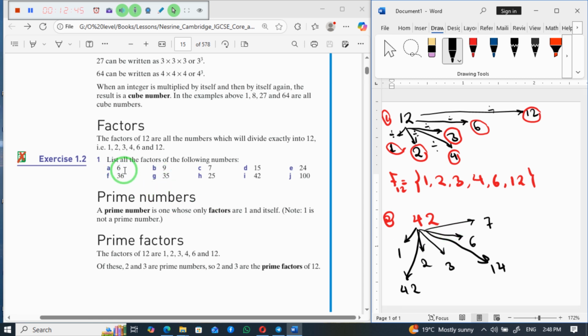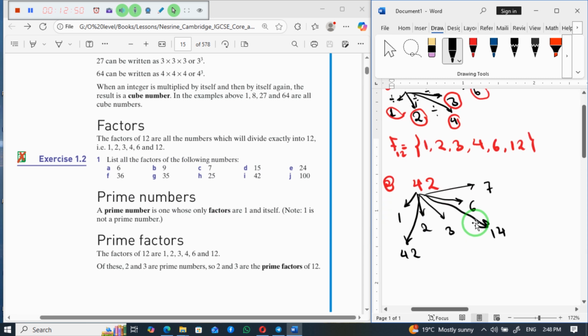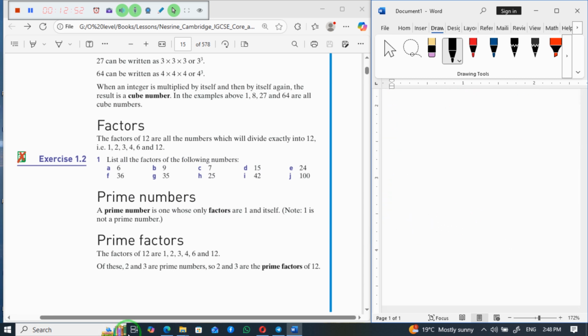The other part is your homework. You should list all the factors of the following numbers. I think it is easy for you, but if it is difficult, I will take one extra example. For example, 25. The factors of 25 are only 1, 5, and 25, because 25 can be divided by 1, by 5, and by 25. No other number can divide 25 exactly. So these are the factors of 25.